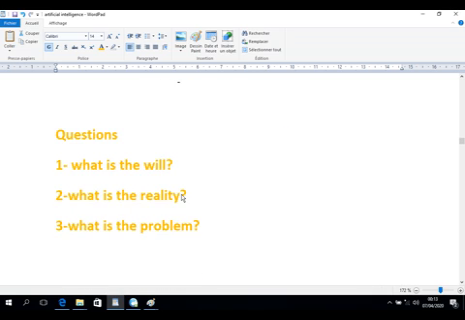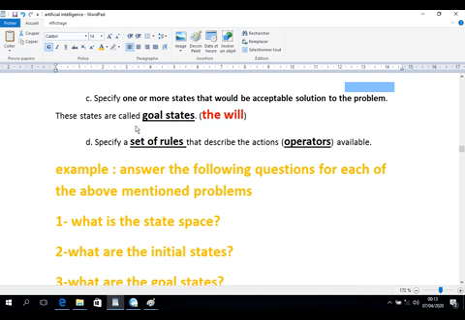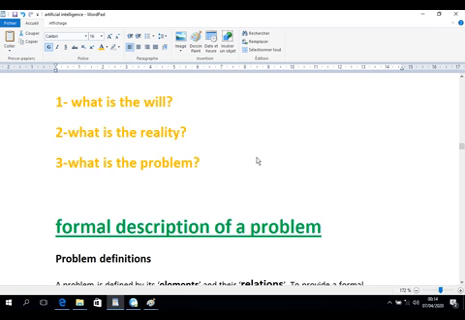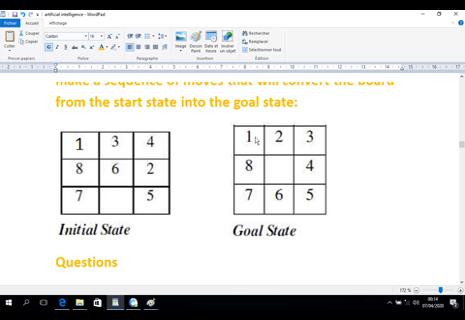For example, in the board game, this is the initial state, so that is the reality. And then in the missionaries and cannibals problem, this is the reality, this is the initial state. So all the cannibals and the missionaries are on this side of the river. So that is the initial state. Fine.